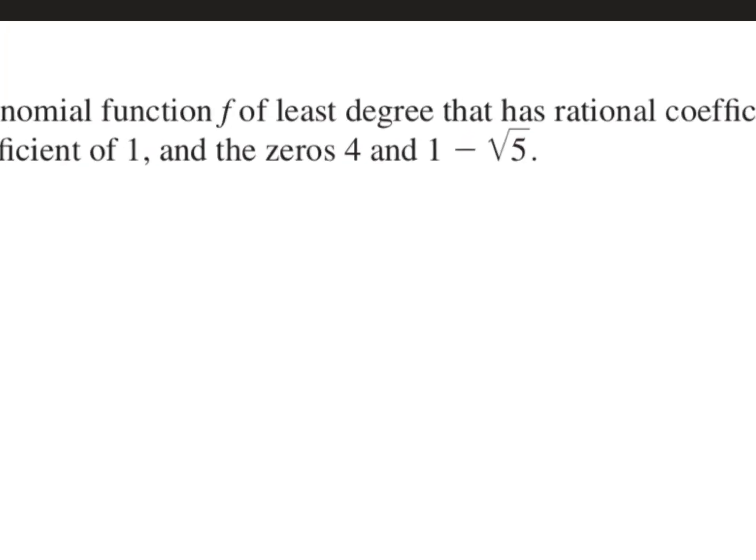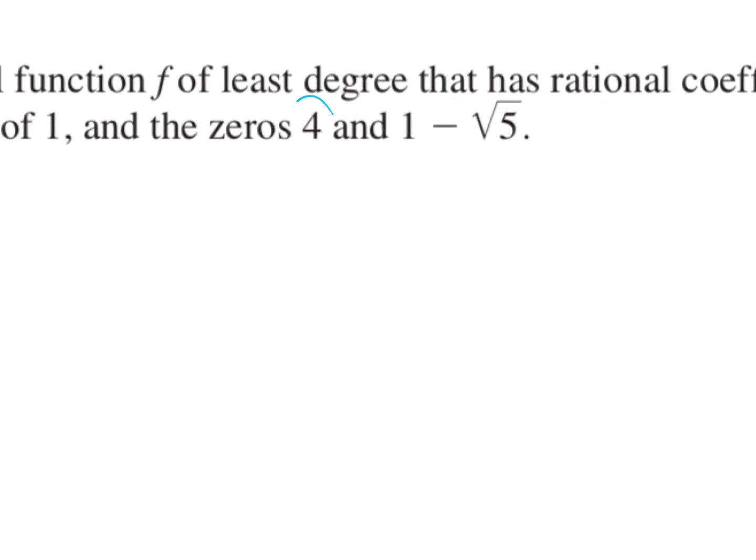All right, looking at number 7. So it says I have the zeros of 4 and 1 minus square root 5. Am I missing any? 1 plus square root 5. I need the conjugate pair. Anytime you have an irrational number, a square root, it needs its partner. So if I have a minus square root 5, I need a plus square root 5.